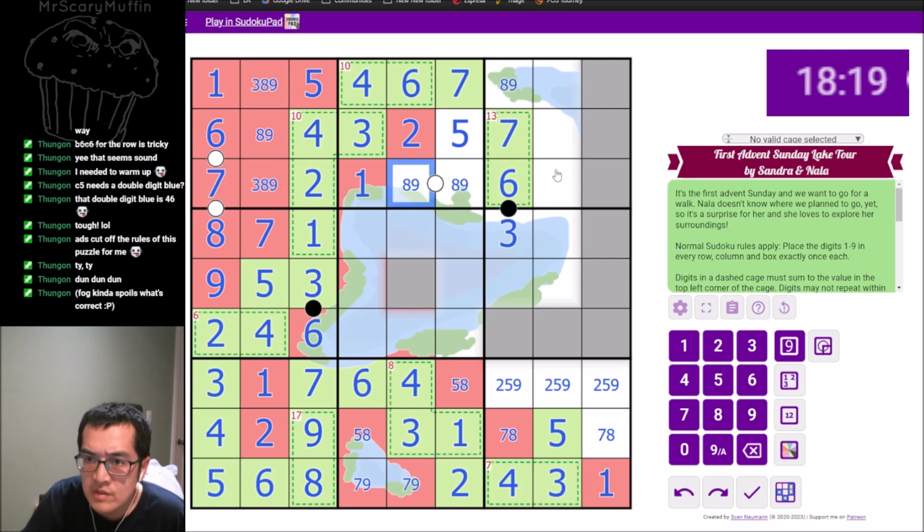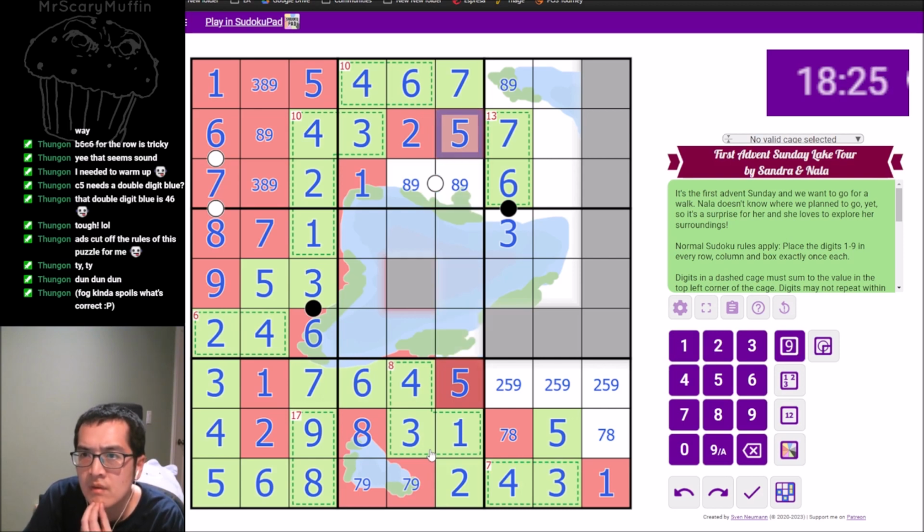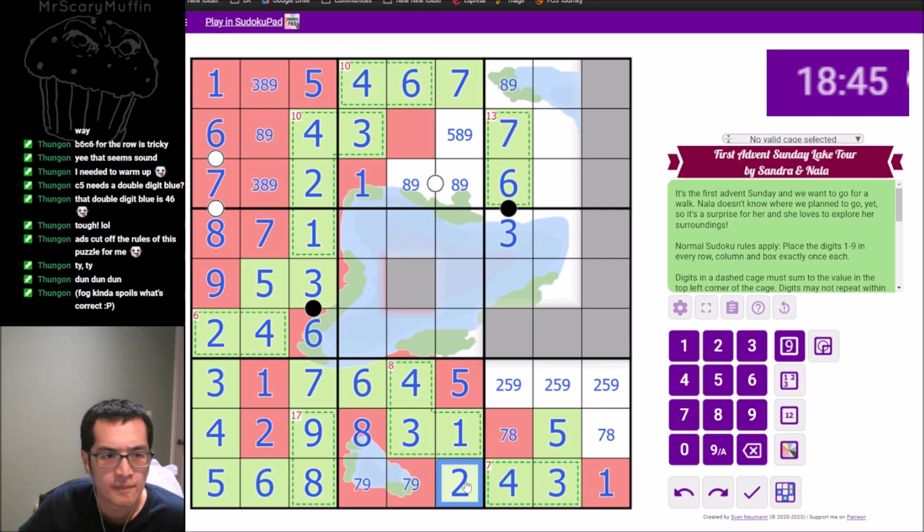Can we flip all these? Why did I even... Oh, it's because of this 5. Okay, then where does this 5 go? Can the 5 go here? It's because this was the only possible thing that could be a 5, right? Yeah, because we're missing a 2, and there's a 2 here. Fog kind of spoils what is correct.